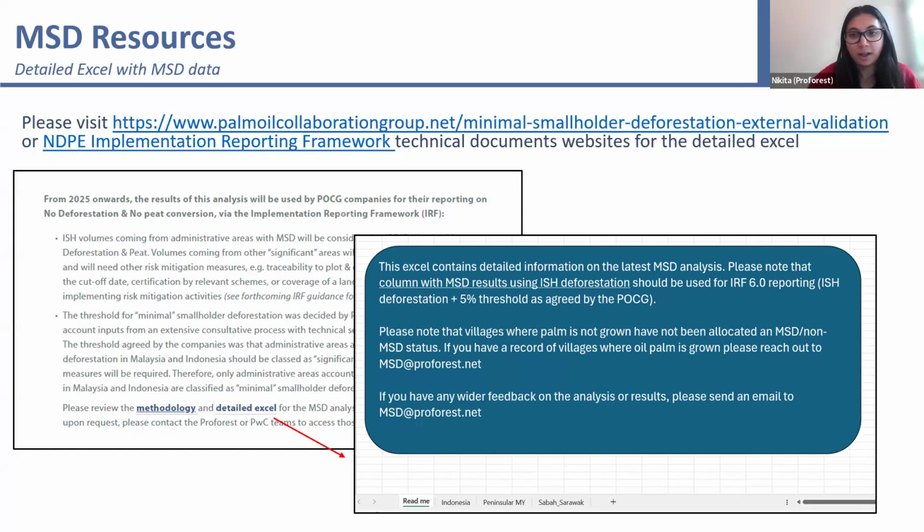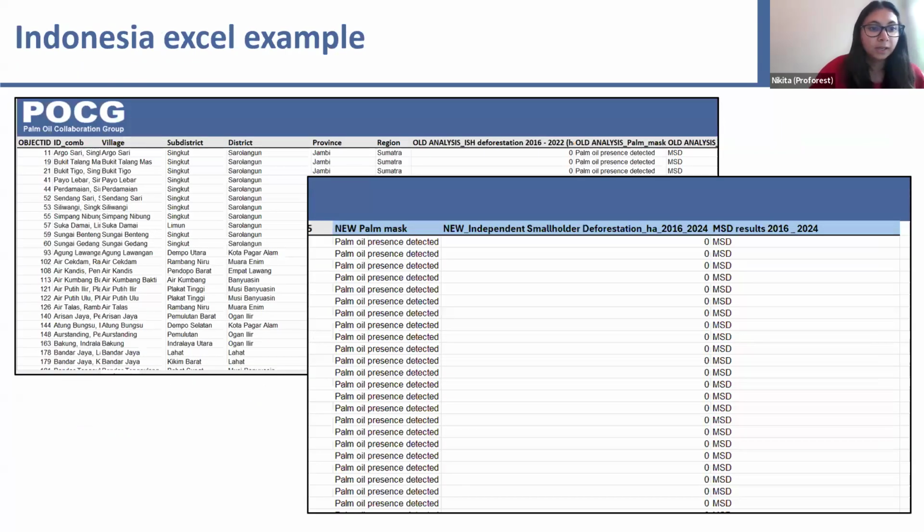Yeah, but we can also share it after this call, and it will be part of the resources, including the slide deck. As you can see, I've added a snapshot of the Excel sheet. The tabs currently have an introduction README sheet, which gives a bit of introduction to what the sheet is about. And then we have the results for Indonesia, Peninsular Malaysia, and Sabah and Sarawak.